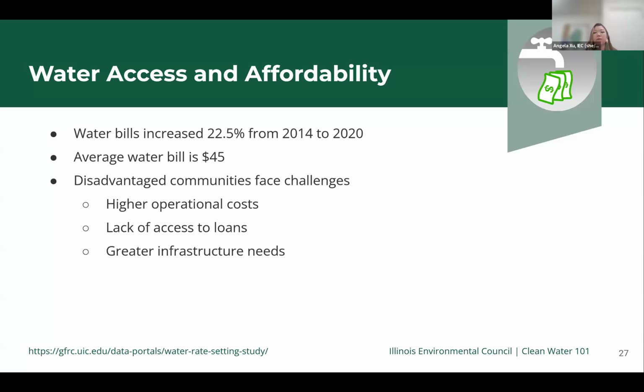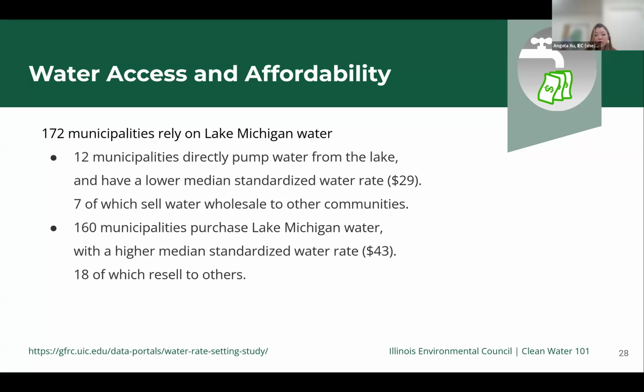Now, water bills have increased by an average of 22.5% from 2014 to 2020. The average water bill is $45, and disadvantaged communities do face challenges such as higher operational costs, a lack of access to loans, and greater infrastructure needs. 172 municipalities rely on Lake Michigan water, and 12 of these municipalities directly pump it from the lake, while 160 of them purchase Lake Michigan water. And as you can see, the municipalities that directly pump water from the lake actually have a lower median standardized rate compared to the higher median standardized water rate for purchasing it.